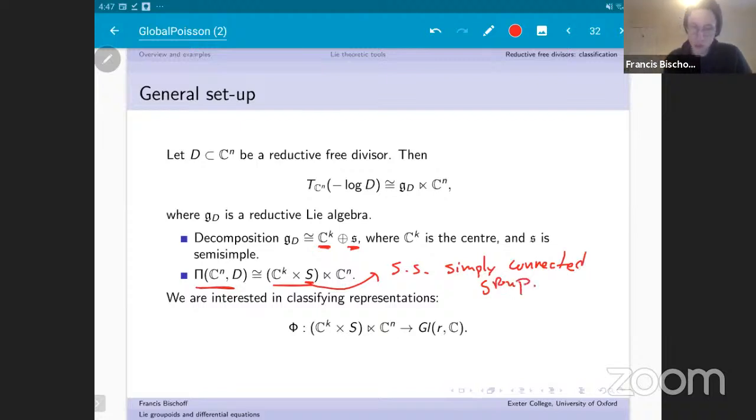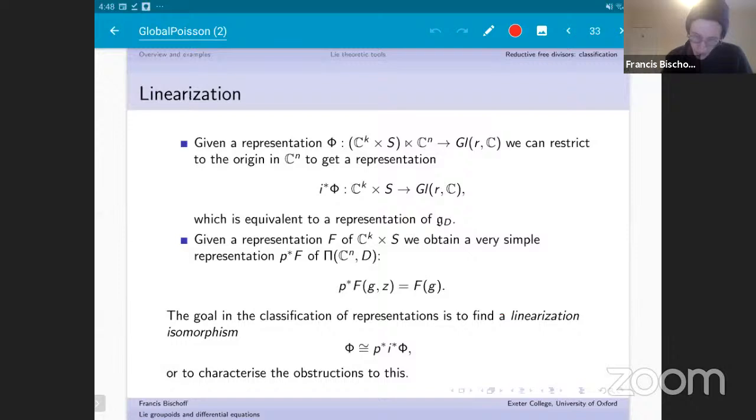Okay, and so what we're interested in is classifying representations, which roughly speaking are homomorphisms from this groupoid into GL_r. It's not essential to have the general linear group. We could replace it with any reductive group, that's fine, but I'll stick with this for simplicity. In order to explain how I'm going to think about classifying these, I need to explain the notion of linearization of a representation.